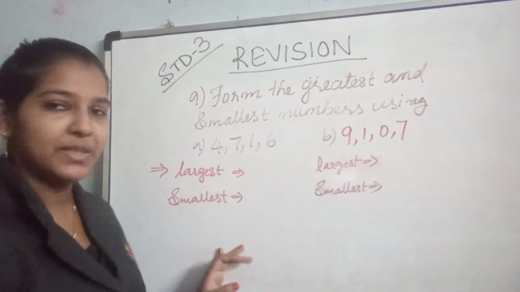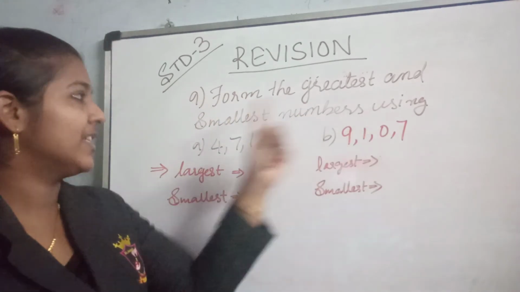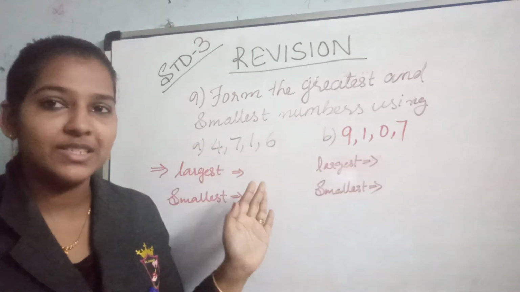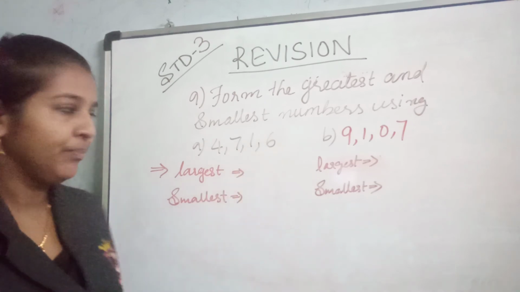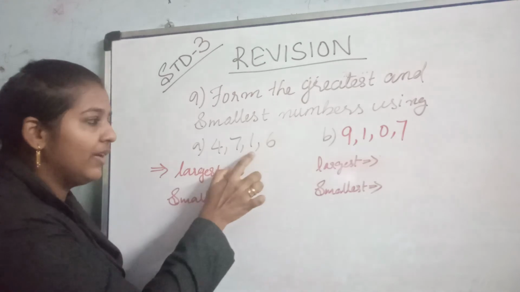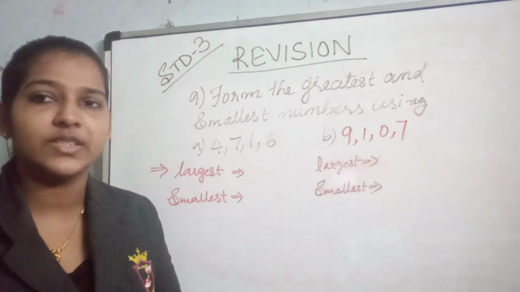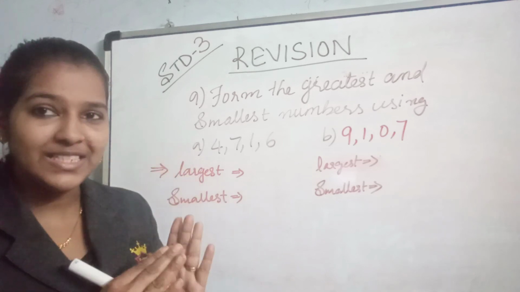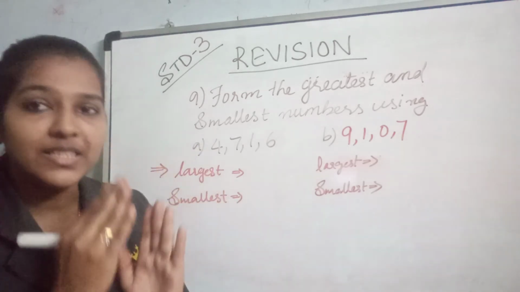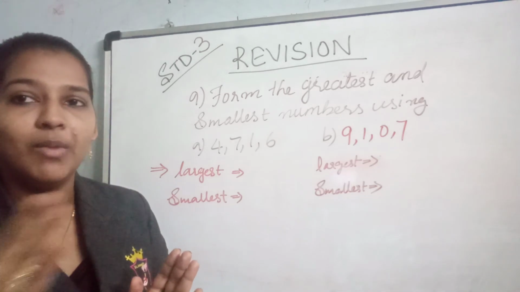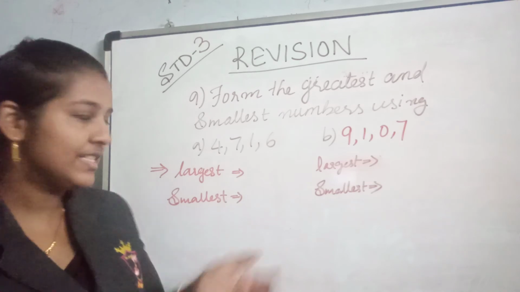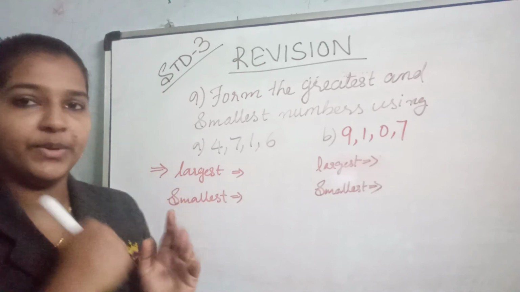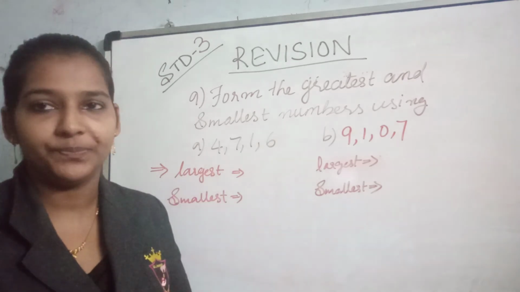Dear children, now we are moving to the last question in our revision. That is, form the greatest and smallest numbers using these digits. Here you have to form the greatest and smallest 4-digit number using the given digits. So look at the first one. Here the digits given are 4, 7, 1, 6. You know children, we already discussed so many questions of this type. That is how we can find out the greatest number: by arranging the given digits in descending order without putting a comma between them. Then that will be the greatest or largest number. Clear?